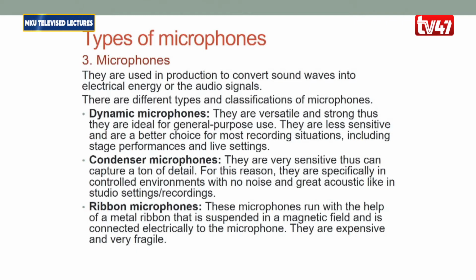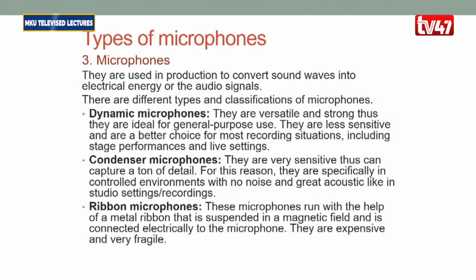And then we have the condenser microphones, another type of microphones. They are very sensitive, thus can capture a ton of detail. For this reason, they are specifically used in controlled environments with no noise and great acoustics, like in studio settings. So we say that they are very sensitive. They can collect a lot of information or background information. They can collect a ton of detail. And so we say that they're specifically used in controlled environments, for example, if you're using them in a studio which is acoustically treated.